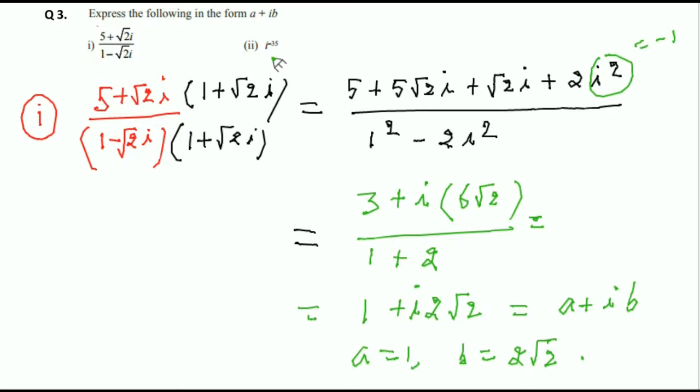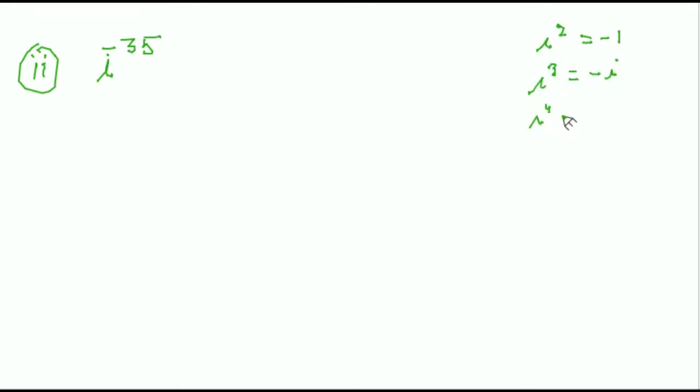Second one is iota to the power minus 35. For this type of question, if you have iota to the power some number, go for the basics first. I square is minus 1. I to the power 3 is minus I. But I to the power 4 is 1. And if you multiply I to the power 4 with a square or cube, it will always come 1.